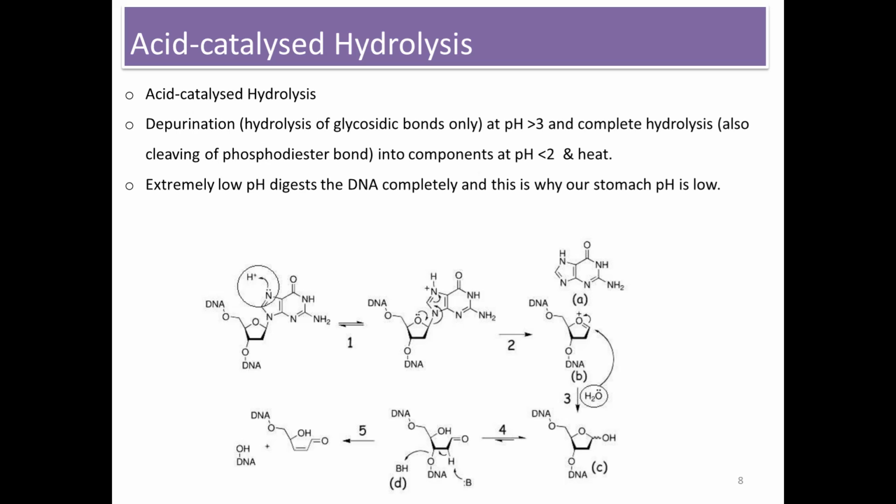This one is just like a DNA fragment, and in product number C we have that compound, and in step number 4 it will change into the final product like this. So in the acid hydrolysis reaction, mostly the nitrogenous base will be eliminated from a nucleotide.